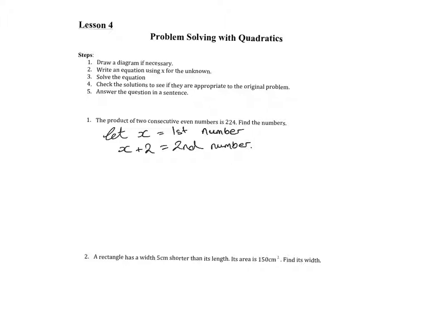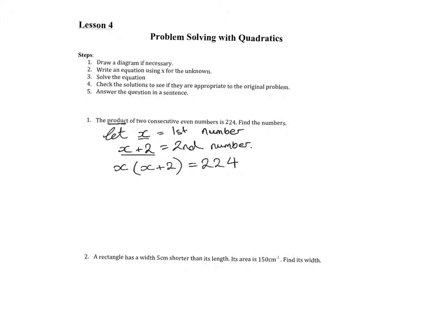Okay, so it says the product, of course, product means multiply, of two consecutive even numbers. So the product of x and x plus 2, we could write that as x times x plus 2. And the product is 224, so that equals 224. And then the question says find the numbers. So I'm going to solve this equation.